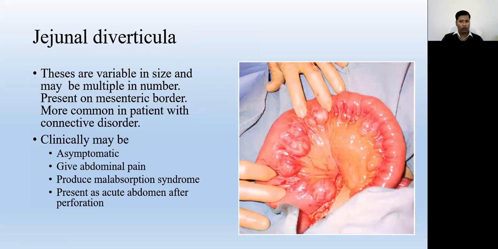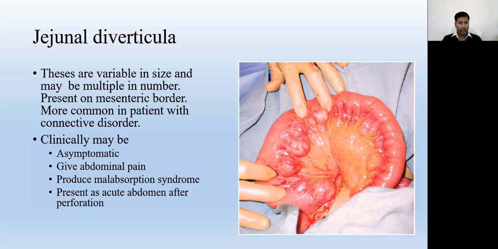Next, the jejunal diverticula. The jejunal diverticula are usually multiple in number, in the mesenteric border of the jejunum. Clinically, they may be asymptomatic or may produce a little abdominal pain. If they get obstructed and inflamed, they cause abdominal pain, or sometimes, if large in number and bigger in size, they may cause blind loop syndrome. Features of blind loop syndrome are malabsorption as well as anemia.